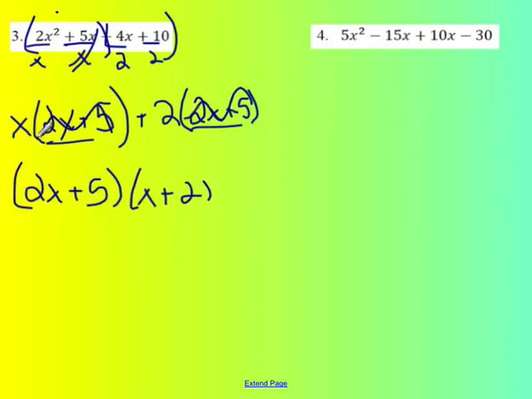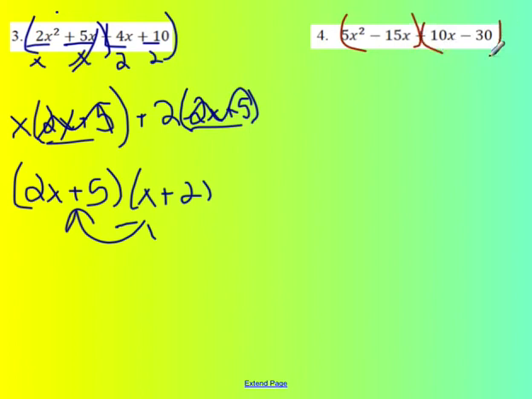Now, a lot of times I get students that ask me, what happens if I have x plus 2 times 2x plus 5? As in, these two are flip-flopped. That's 100% okay. Multiplication can be multiplied either way. So if you have them flip-flopped, that's fine. So let's take a look at number 4 now.